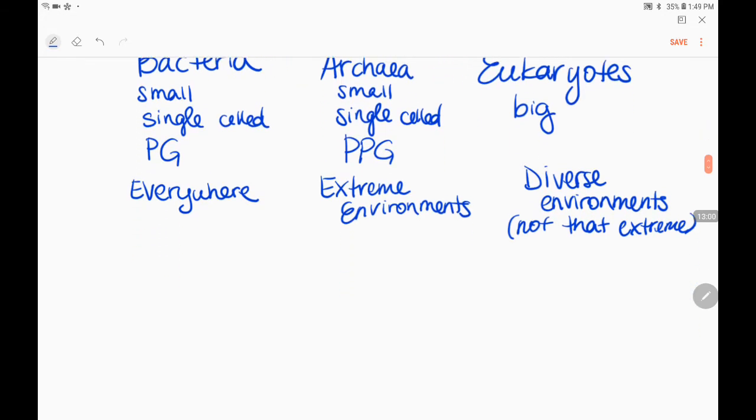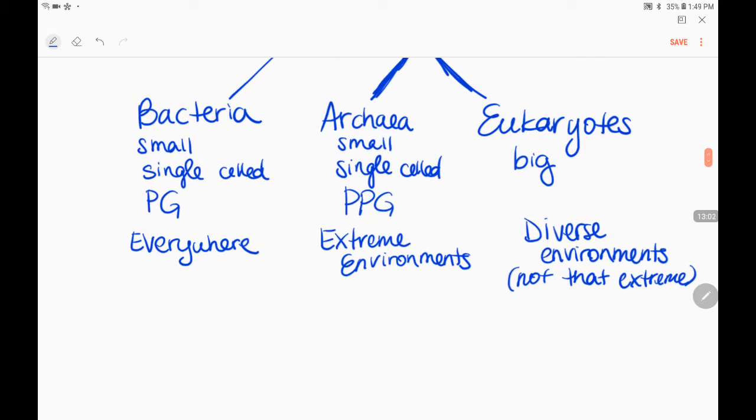Also, I wanted to mention that a lot of people feel like, oh, bacteria, they're focused on disease. We only know of about 70 species that cause disease.